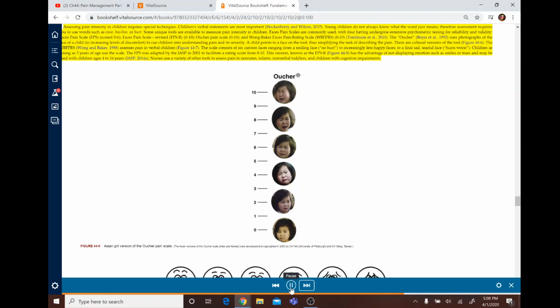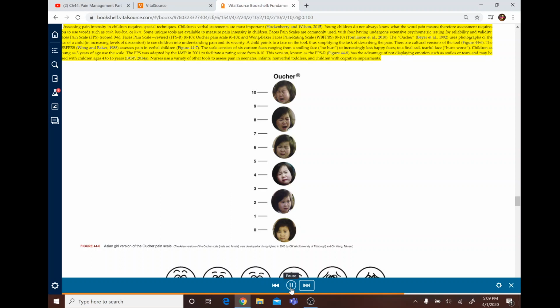FACES pain scale, FPS, scored 0 to 6; FACES pain scale revised, FPSR, 0 to 10; Oucher pain scale, 0 to 10; and Wong-Baker FACES pain rating scale, WBFPRS, 0 to 10 (Tomlinson et al., 2010). The Oucher (Bayer et al., 1992) uses photographs of the face of a child, in increasing levels of discomfort, to cue children into understanding pain and its severity. A child points to a face on the tool, thus simplifying the task of describing the pain. There are cultural versions of the tool, Figure 44-6.